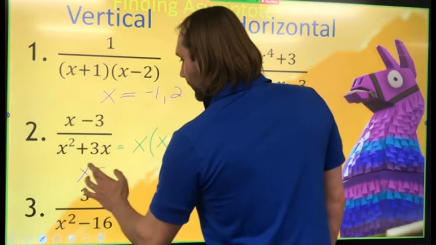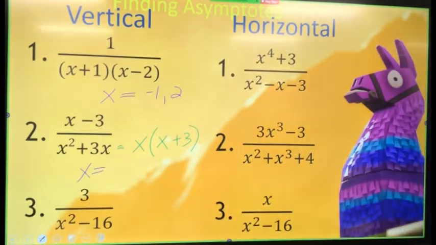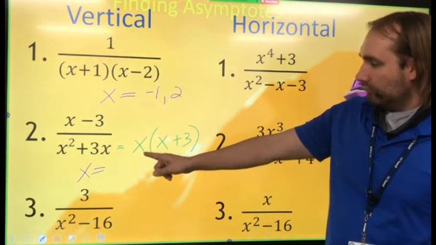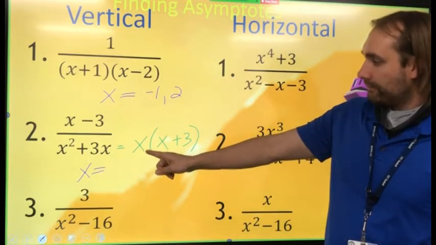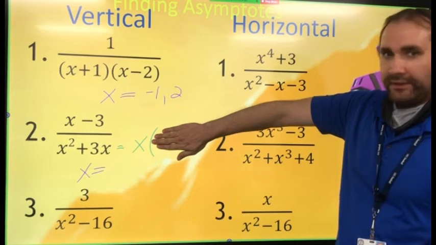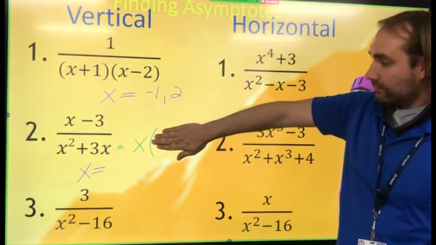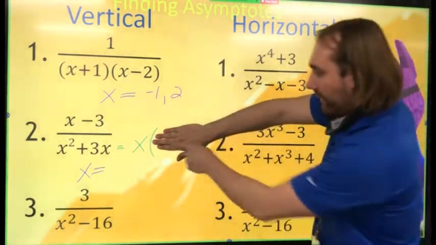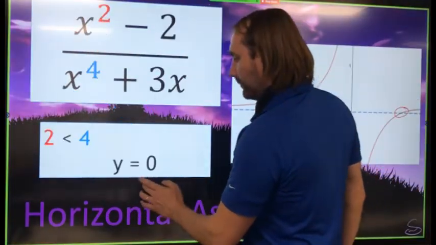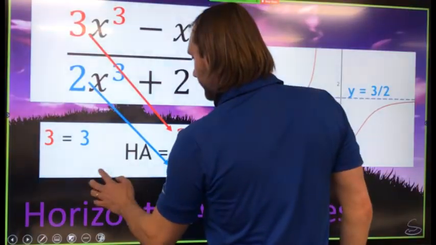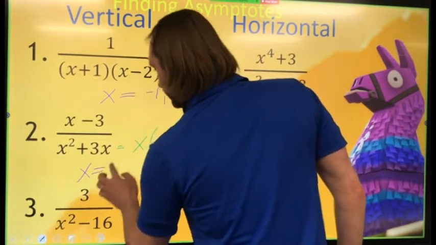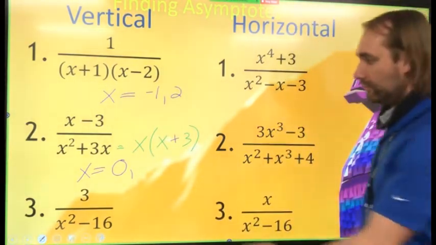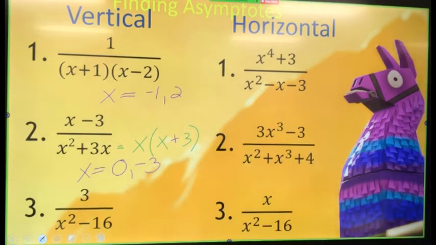Therefore, my vertical asymptotes are x equals what? What number do I plug in for x to make that 0? I said 1, but it's not 1. You want this to equal 0. So what do you plug in? 0. Very good. There we go, that is 0. Now, what do I plug in to make x plus 3 equal 0? -3. There's your asymptotes.